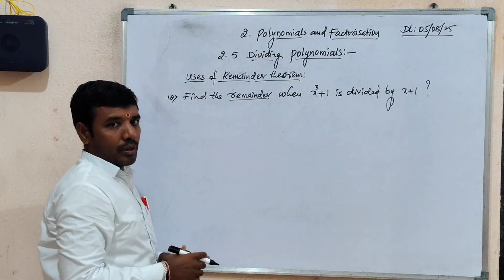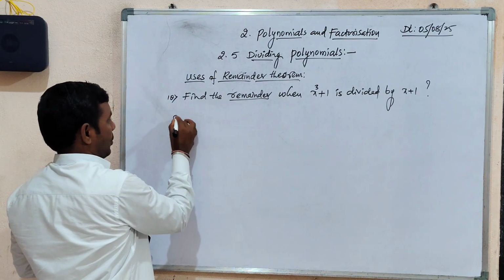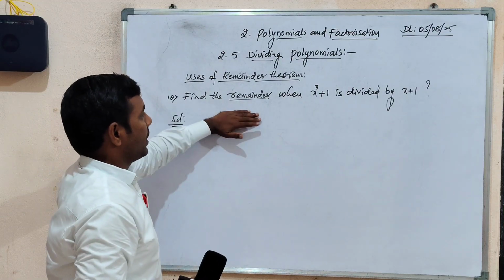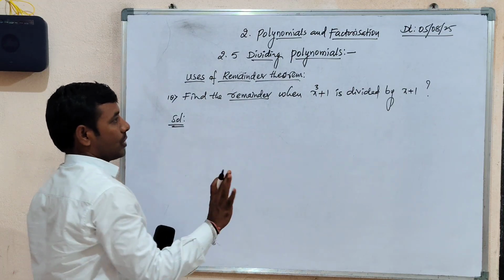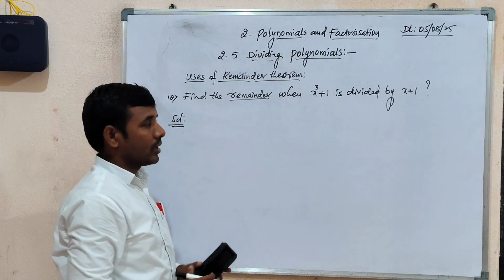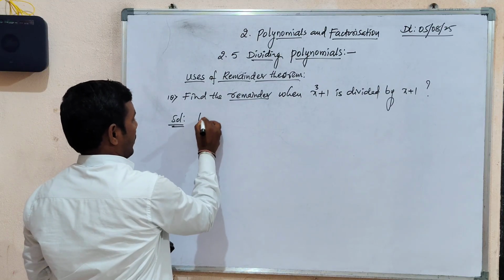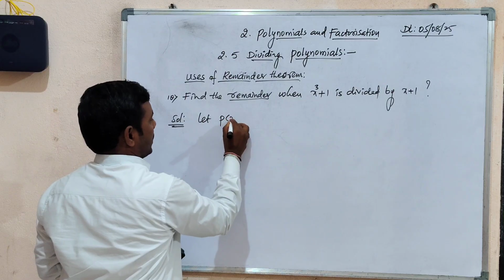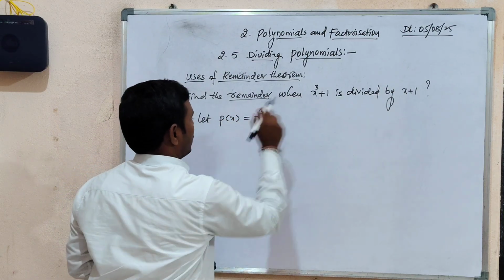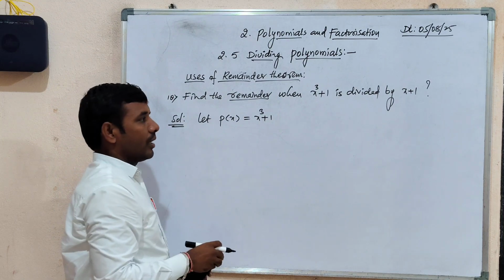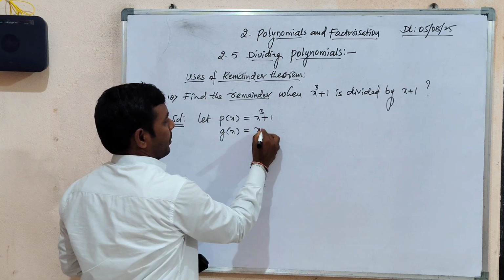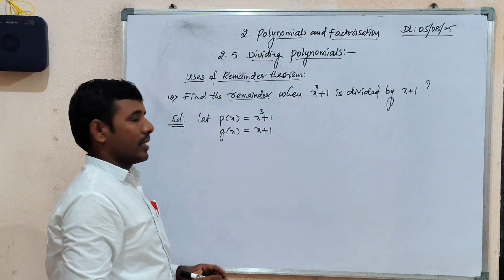Just now we discussed the remainder theorem. Now it is solutions. This is what we can call as one model. It is expecting only the remainder, not the quotient. So through the remainder theorem we can solve this. Okay, students. So first, let P of x is equal to x cube plus 1, which is called the dividend. Now g of x is equal to x plus 1, which is called the divisor.